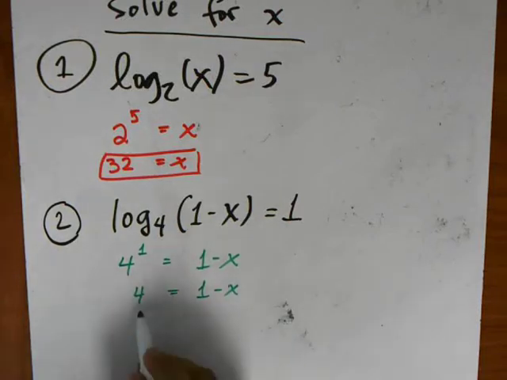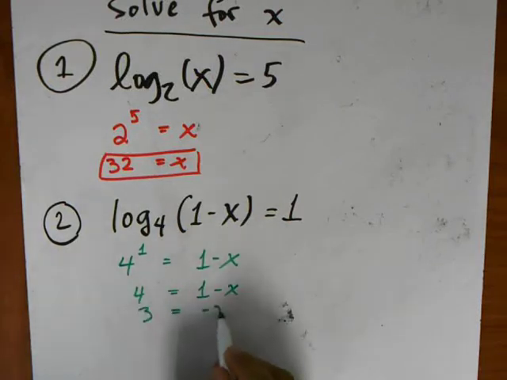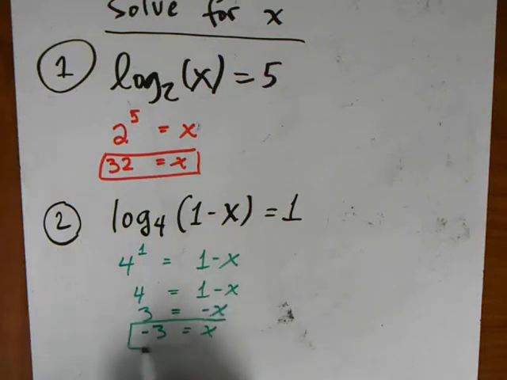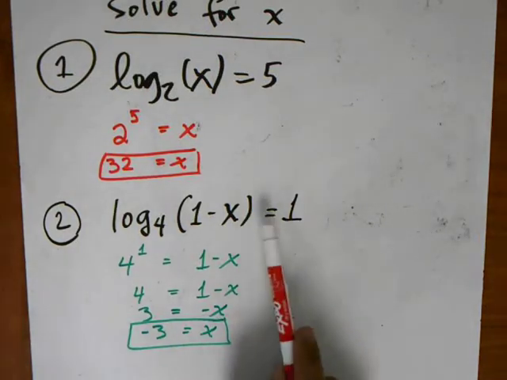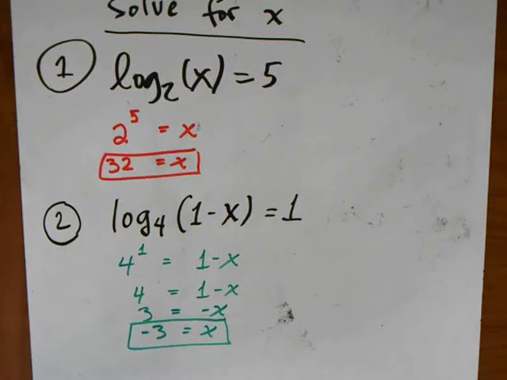Subtract 1 from both sides. 3 equals negative x. Negative 3 equals x. And there you have it. Solving logarithmic equations using the rule of converting into exponential form. Now in our next example we are going to look at some scenarios with just a little bit more expressions on the outside. Okay, so let's go to that.